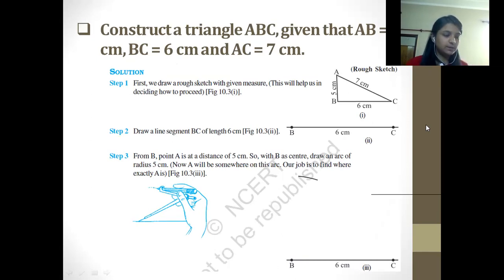Okay. So now we would be constructing the triangle by reading the steps. What is the first step? Read the first step carefully. First, we draw a rough sketch with given measurements. This will help us in deciding how to proceed. That means we would be constructing this triangle roughly on our notebook first, so that we could have an idea of the same. What is the second step they are asking for?